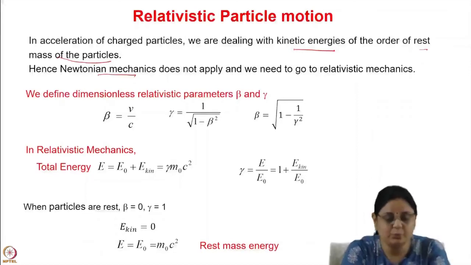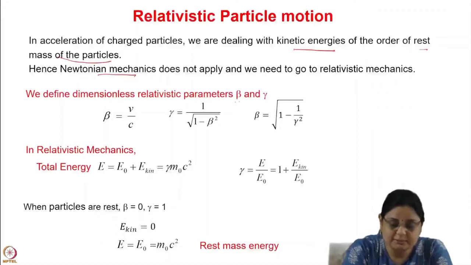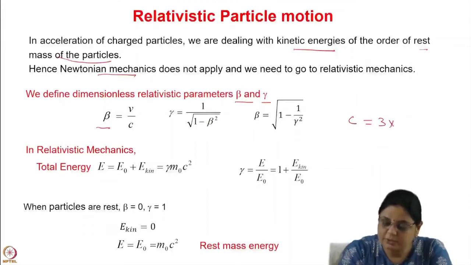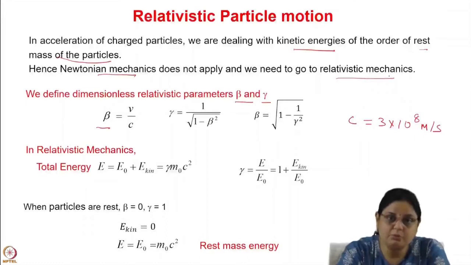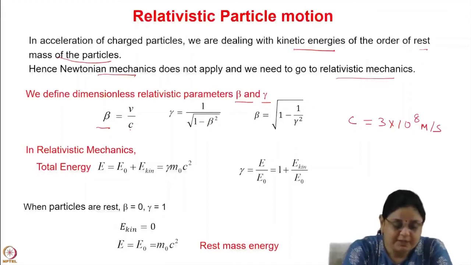Here we define two dimensionless parameters, beta and gamma. Beta is simply v by c, where c is the velocity of light, equal to 3 into 10 to the power of 8 meters per second. Remember, as per relativistic mechanics, nothing can move with a velocity greater than the velocity of light. Beta is a dimensionless quantity. Gamma is defined in terms of beta: it is 1 upon the square root of 1 minus beta square.